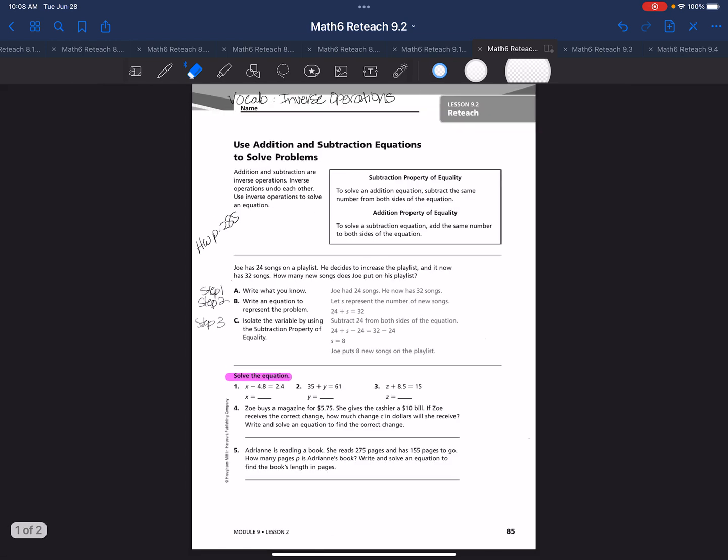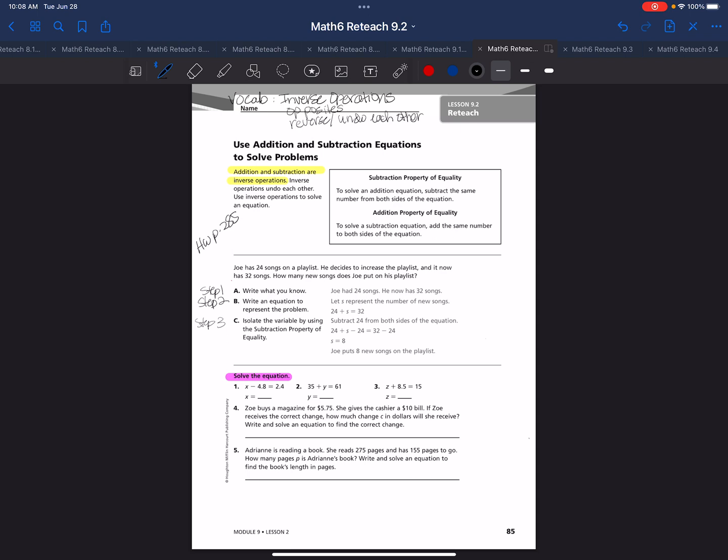Let's review some vocabulary today. I encourage you to go ahead and write these in a spiral notebook. So, inverse operations. Addition and subtraction are inverse operations. So, that means they are opposites, and they reverse or undo each other. Multiplication and division are also inverse operations.